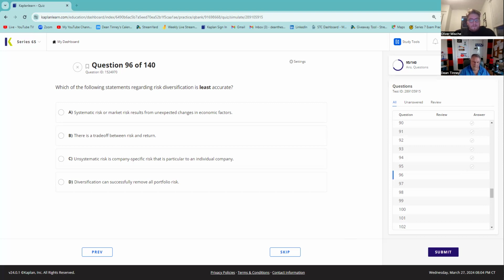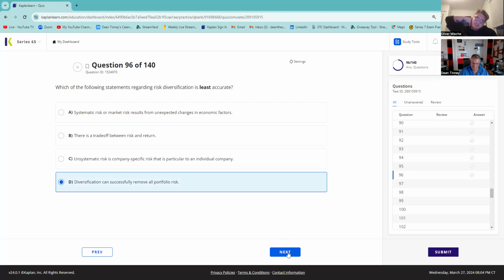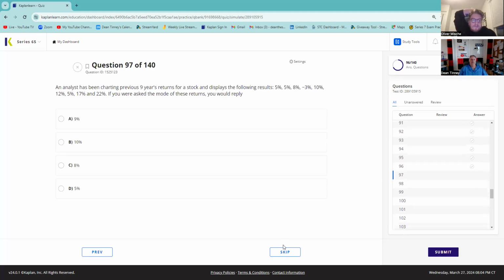D. Yeah. Whenever we say you can remove all the risk, we're in trouble. If an analyst has been charting the previous 9 years of returns for a stock, and it displays the following results: 5%, 5%, 8%, -3%, 10%, 12%, 5%, 17%, and 22%, if you were asked the mode of these returns, you would reply.